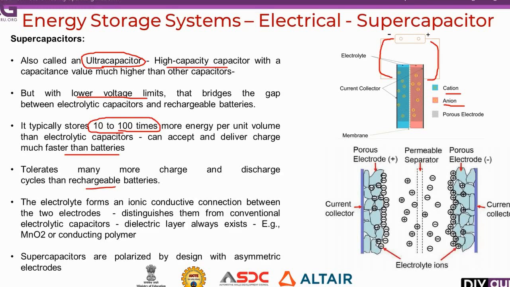As we already saw, if you see this diagram B, we have two electrodes, and you will be having ionic conductivity between these two electrodes. You will be having ions, unlike other types of capacitors. We will be having ions here. We will be having a dielectric medium formed in between this. For example, it may be MnO2 or any conducting polymer.